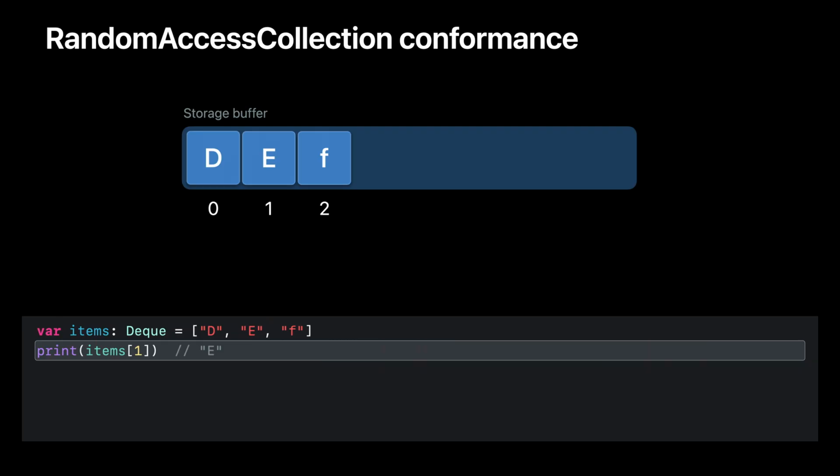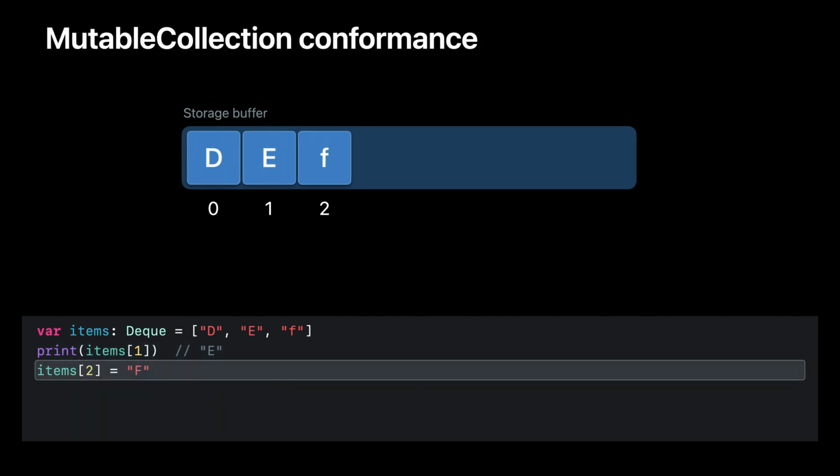Now, I'm sure I'm not the only one who is bothered by that lowercase f at the end of this collection. Luckily, deck conforms to the mutable collection protocol, so we can fix this by assigning through the index 2, replacing the lowercase f with an uppercase one. Now, that looks so much better.